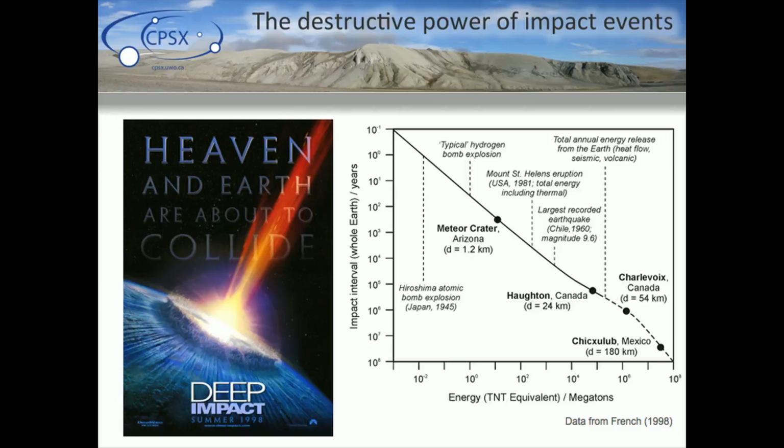So, the destructive power of impact events. I think the movie Armageddon came up on this table over dinner, and I forget how we got onto Armageddon, but I think it was in between the Newfie jokes and something else, from what I remember.